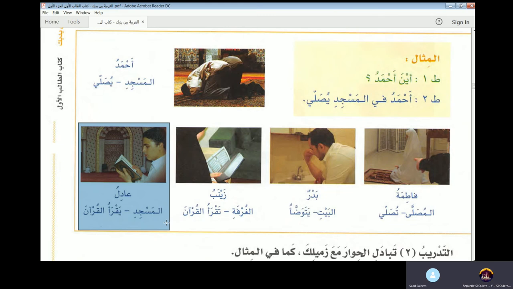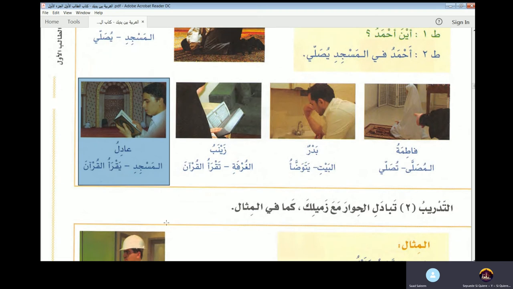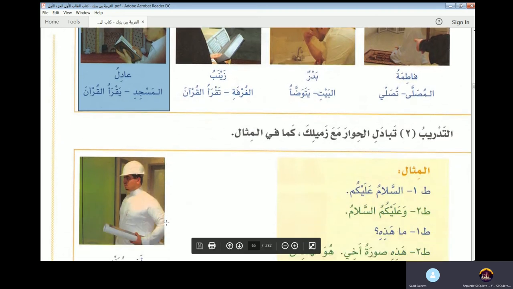Okay. Next. Ayna Adil? Adilu fil masjid, yaqra'u al-Qur'an. Where is Adil? Adil is in the masjid reciting the Qur'an, the masculine.